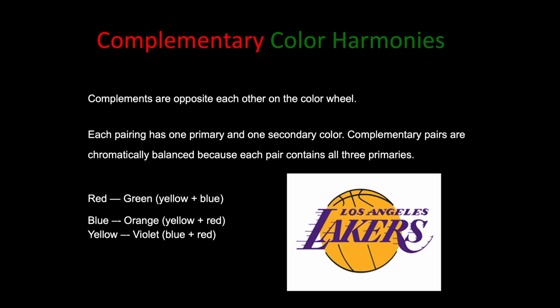Complementary color harmonies are composed of colors that are opposite to each other on the color wheel. In complementary color harmonies, each pairing will always have a primary and a secondary. The complementary pairs are chromatically balanced because each pair contains all 3 primaries. In other words, if one of your primaries is yellow and its opposite is purple, purple is composed of red and blue and therefore gives you that rich feeling that all 3 primaries have been used.